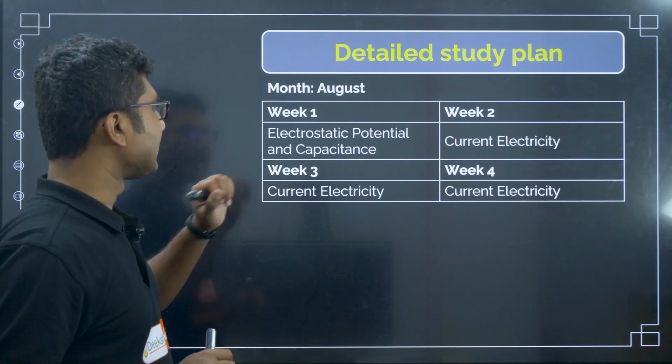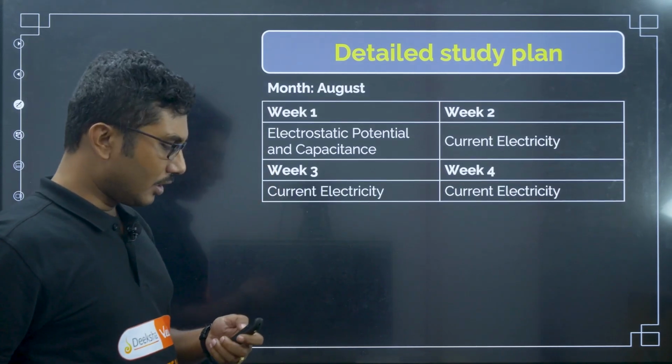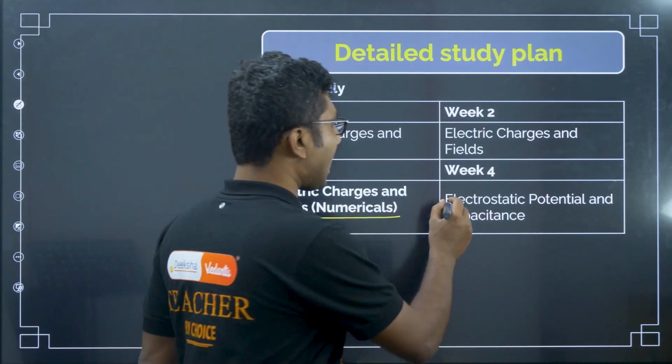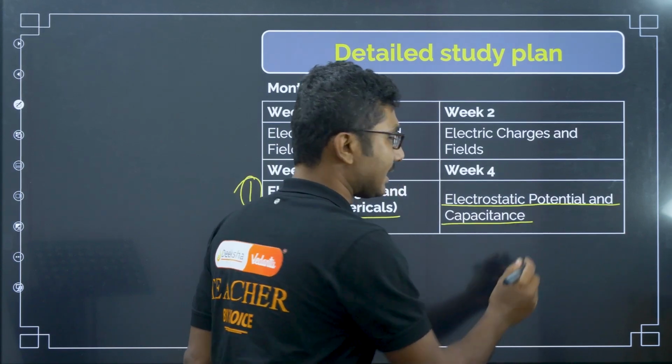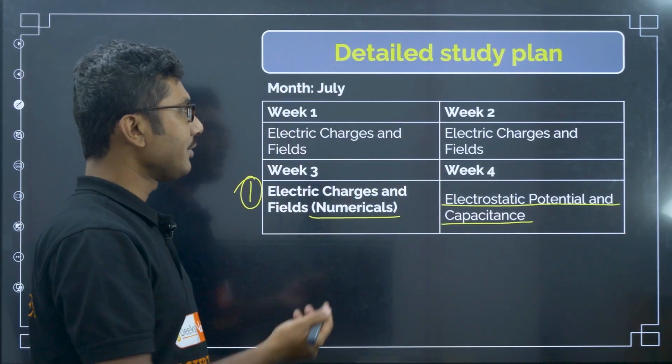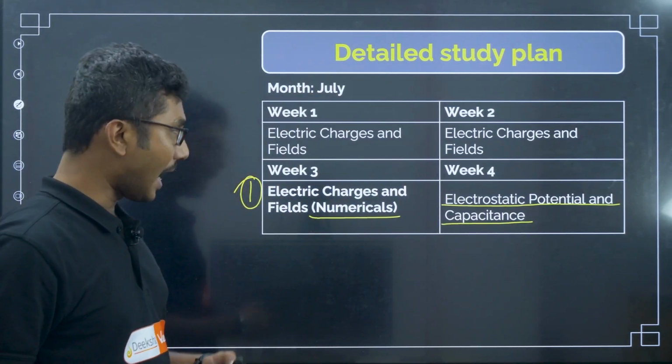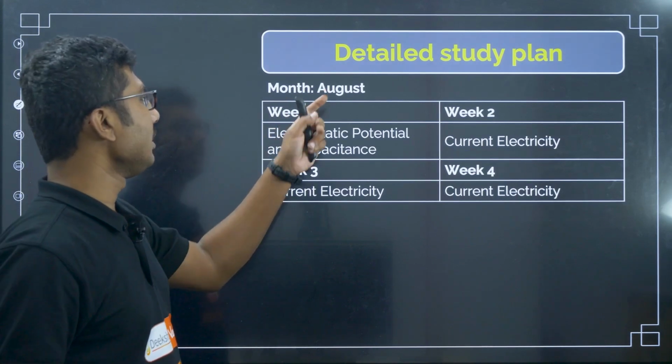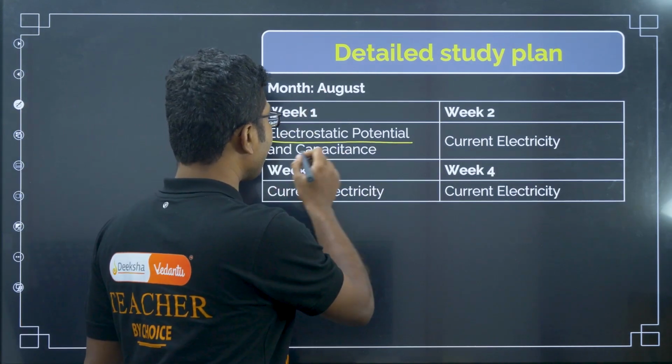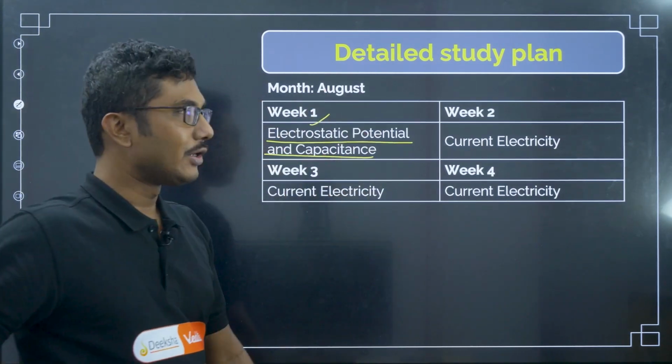Okay, next, in the last week of July we will start electrostatic potential and capacitance, the second chapter. Last week we will start this chapter, and that chapter will continue till the first week of the next month. Electrostatic potential and capacitance, week 1 it will continue.